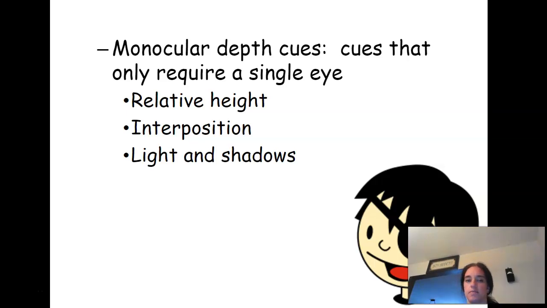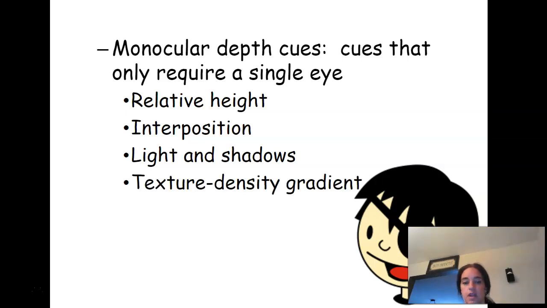The next monocular depth cue are light and shadows. So we assume that objects that are brighter are closer than objects that are not nearly as bright. Texture density gradient is simply a fancy way of saying that objects that are closer to us, we are able to see in greater detail than objects that are further away. So if you're looking down the hall at someone, you might think okay, they have on a solid gray shirt. But as they get closer to you, you realize that it has a little checked design to it.